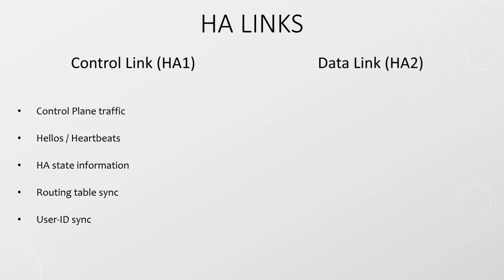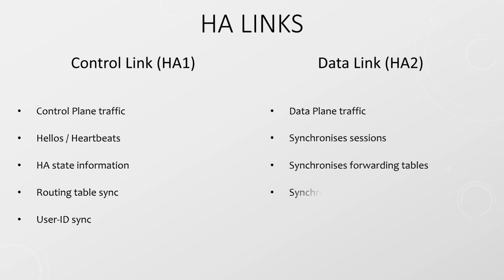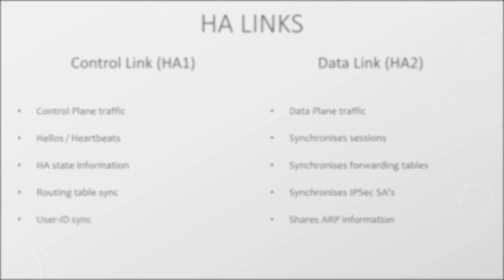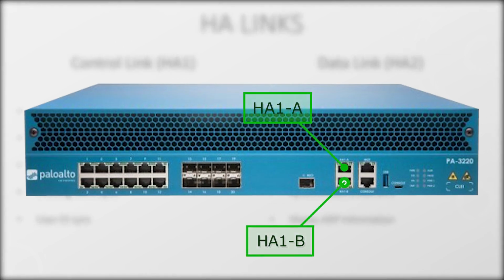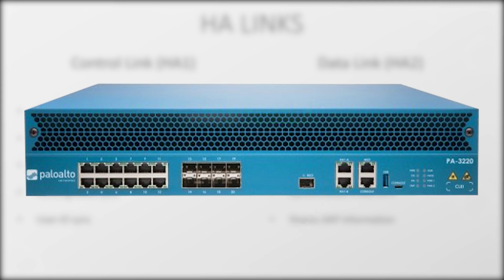HA2 is the data link, as it's used for sharing data plane type traffic. This includes synchronizing sessions, forwarding tables, IPsec tunnel information, and ARP information. Not all models have the exact same ports though. The model shown here has HA1A and HA1B, which are the primary and backup control links. Instead of a port named HA2, it has an HSCI port. This is a high-speed data link. Some of the bigger firewalls have an additional AUX port.